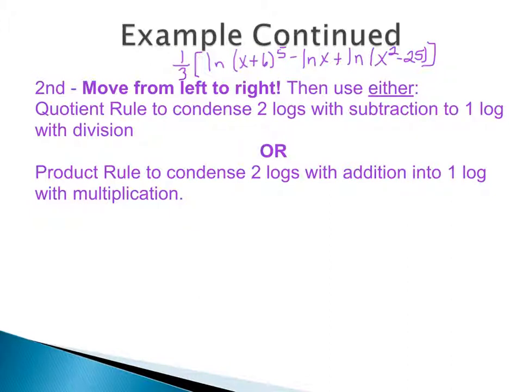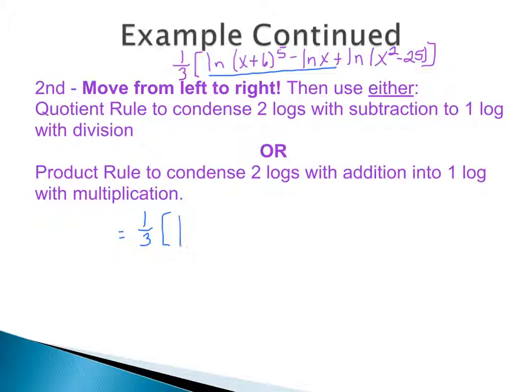So looking inside of our brackets, moving left to right, I have 2 logs. The first 2 logs that I see are separated by subtraction. Since those 2 logs are separated by subtraction, we're going to condense just those 2 logs into 1 log with division. So that means we're going to have this 1/3 still on the outside. Then again, remember, it's becoming two logs turn into 1 log.